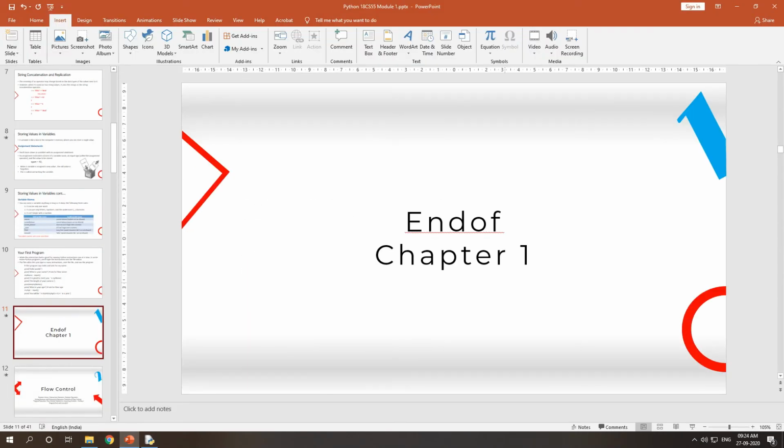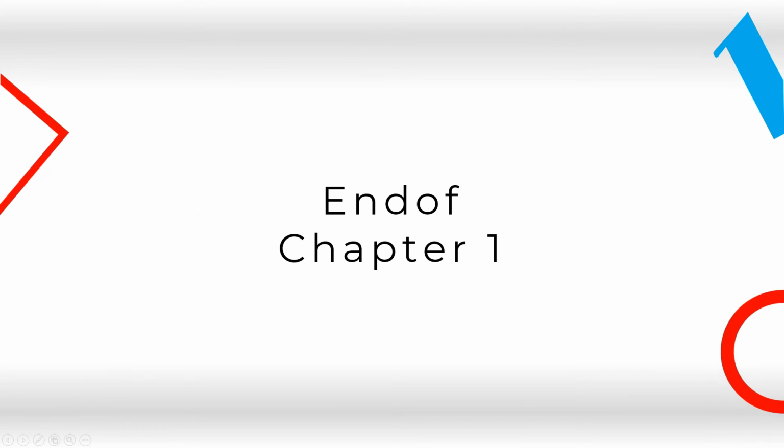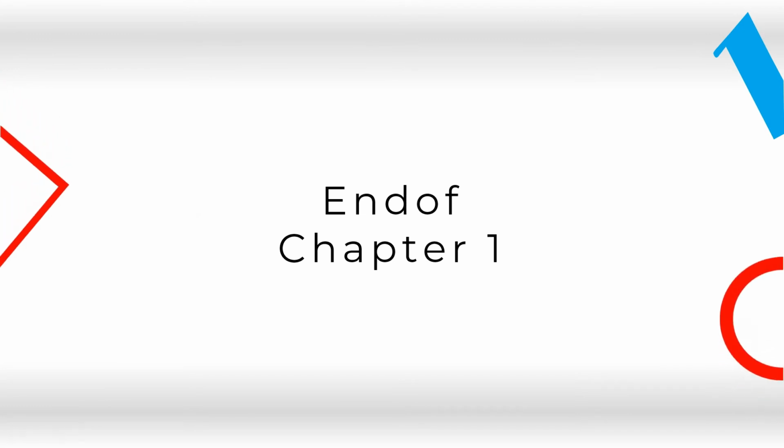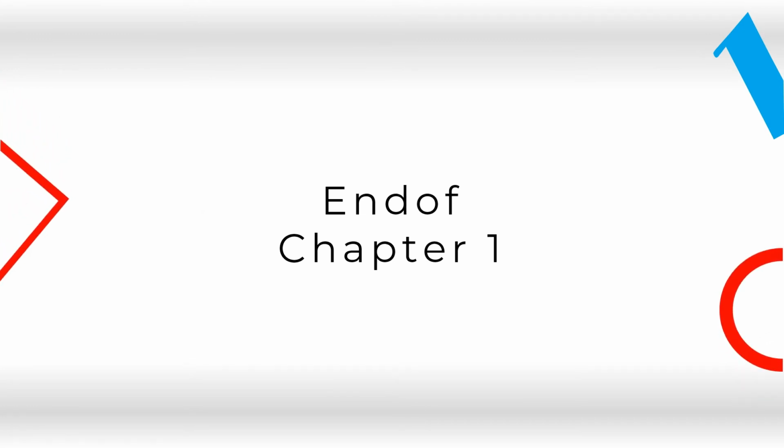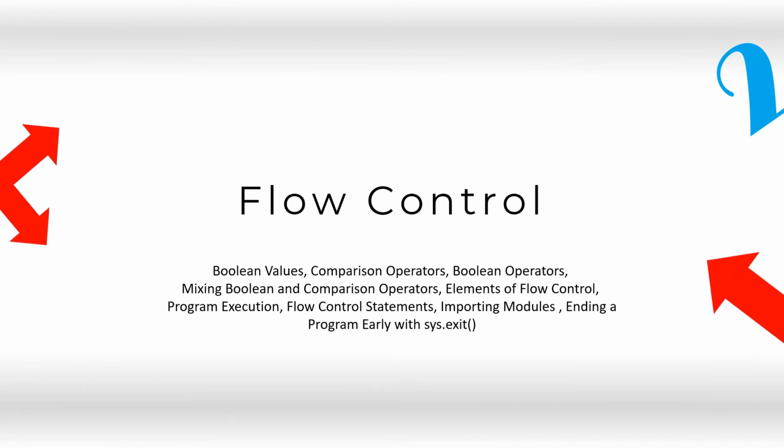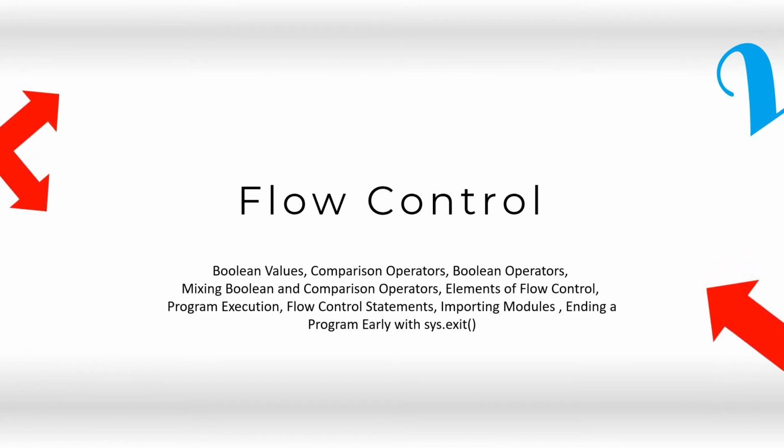So this is the end of your chapter 1. So let's begin with a new chapter, that is flow control. In this we are going to study boolean values, importing modules and the sys.exit function.